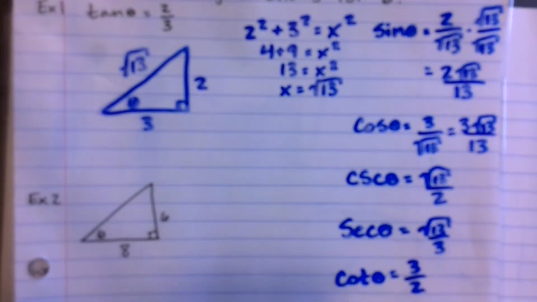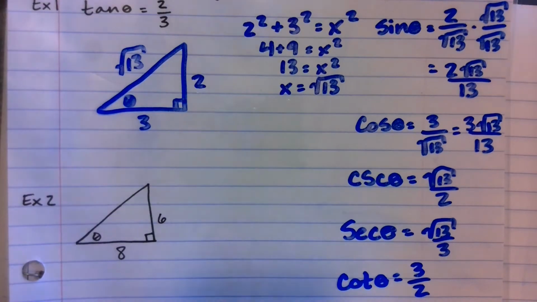So there we have it. Those are all of our 6 trig functions if tangent of theta is 2/3.